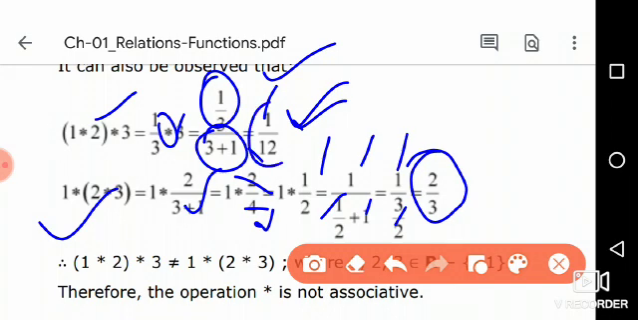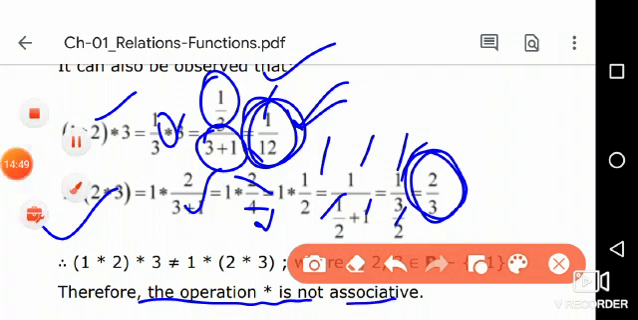The LHS is 1 by 12 and the RHS is 2 by 3. Both are not the same. Therefore, (1 star 2) star 3 is not equal to 1 star (2 star 3). Therefore, we can say that the binary operation star is not associative.